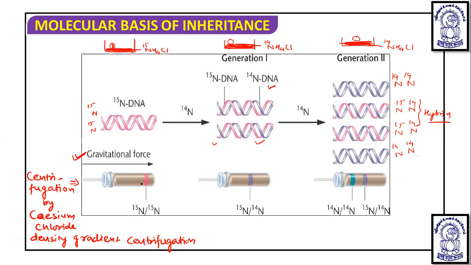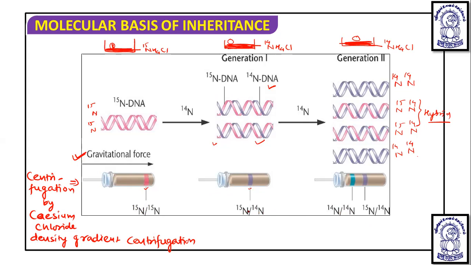So then they transferred the cells into a medium with N14, which we have seen, and the cesium chloride density gradient was measured. Here you can see N15 is a heavy isotope, so the N15 band will be observed at the bottom side. Whereas N15 and N14 is a hybrid, so its band is somewhat on the upper side compared to the N15 and N15, because they have somewhat lower density.